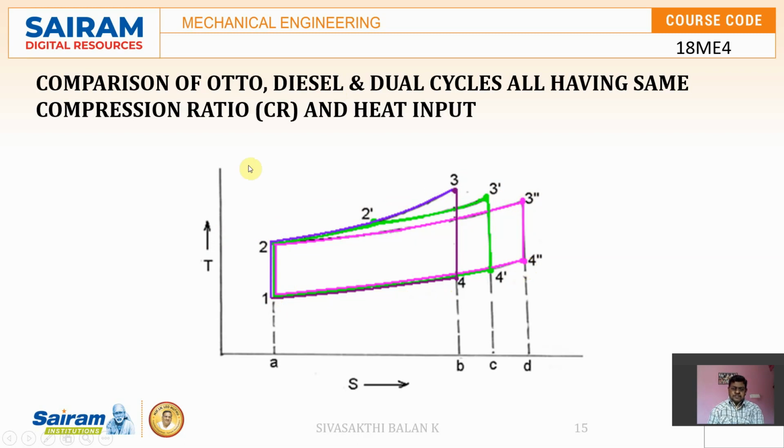Assume the heat input is common for all 3 cycles. For the same input we are getting various heat rejection outputs. When we compare all these 3 cycles, we can easily identify that the diesel cycle heat rejection will be comparatively more than the dual as well as the Otto cycle. Since the heat rejection in the Otto cycle is less compared to all other cycles, the efficiency of the Otto cycle is high compared to the dual as well as diesel cycle. This is the simple comparison among the Otto, diesel and dual cycles.